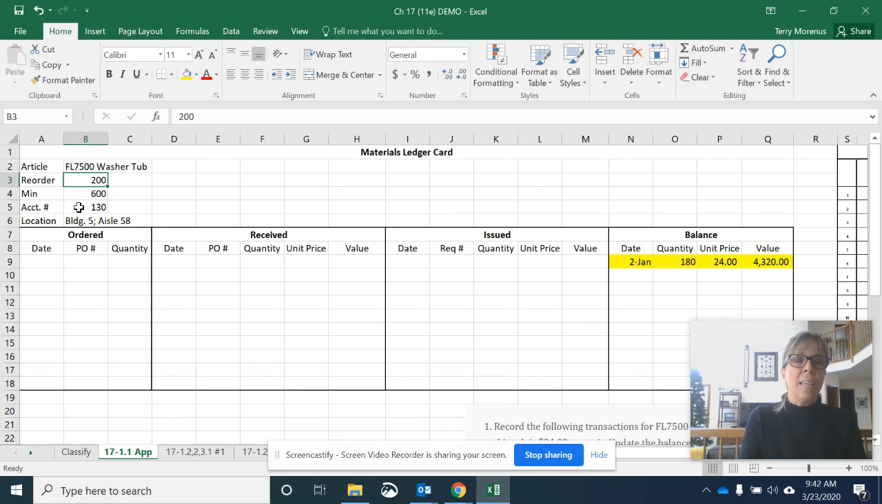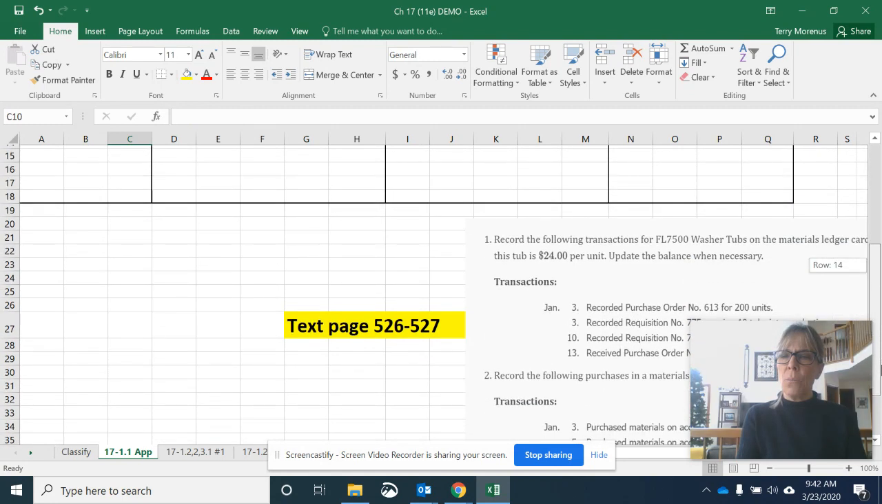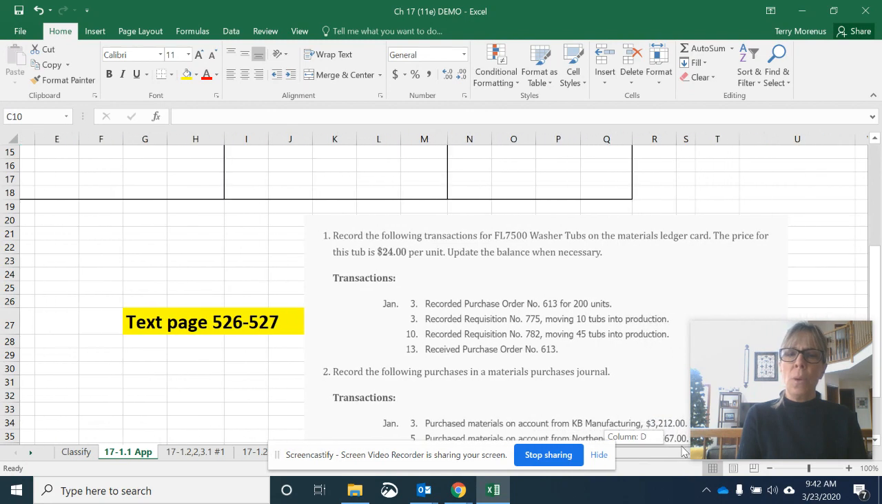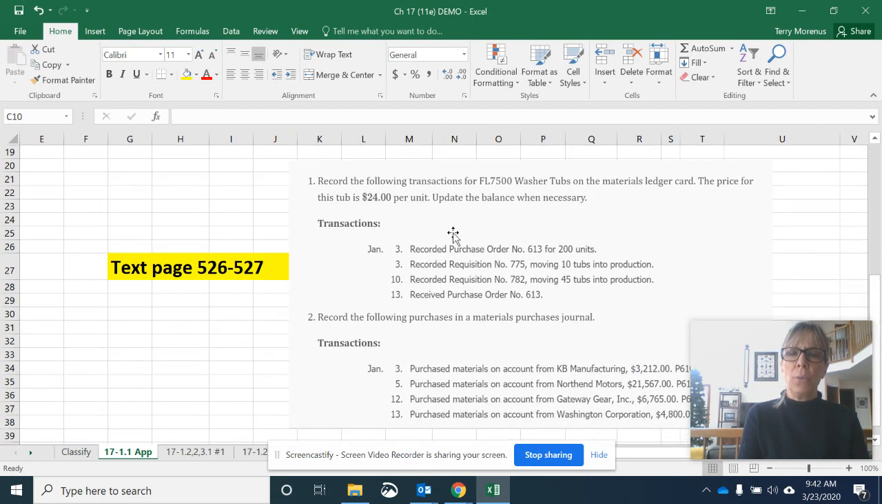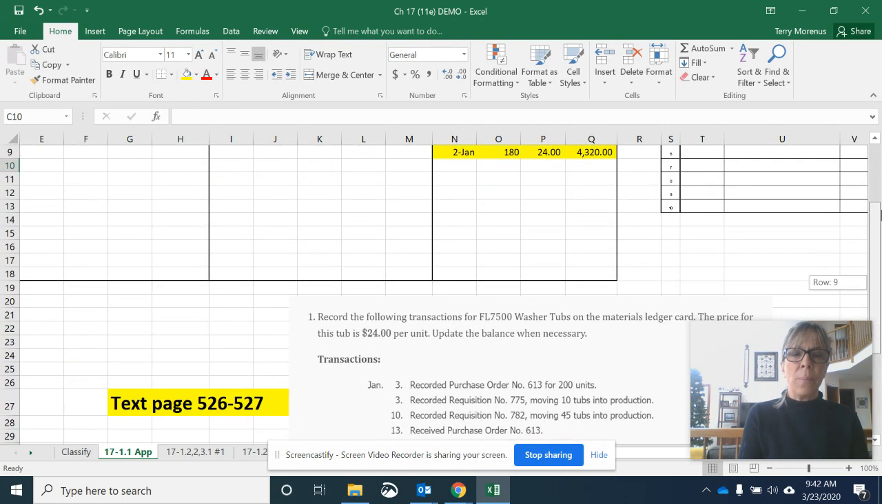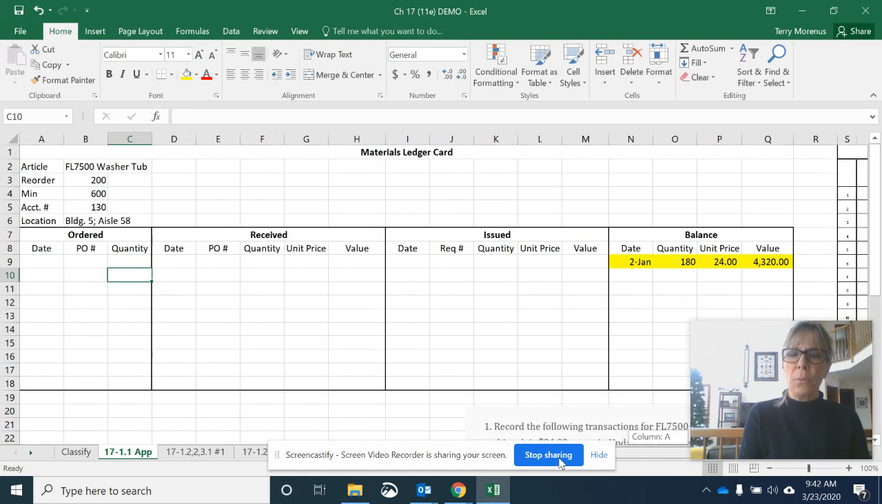Okay. All right. The account number is just the account number of the washer tub because we have to account for it somehow, right? And then the location is where it is in the warehouse. All right, so let's take a look. If you look down here, we screenshotted this in for you. So these are all the transactions that we're going to be looking at, January 3rd through the 13th. So those are in your book as well on page 526. So if you want to open up your book, that would be great.